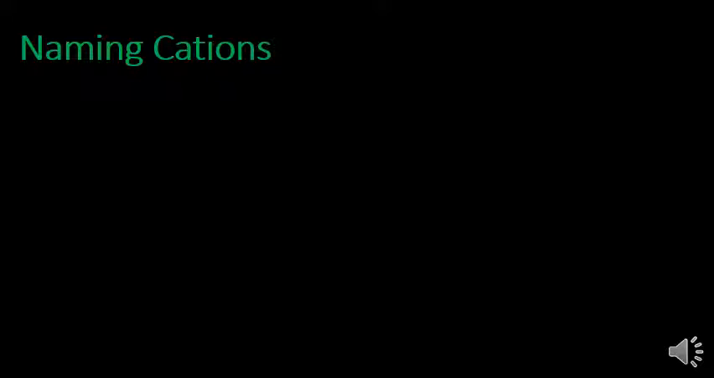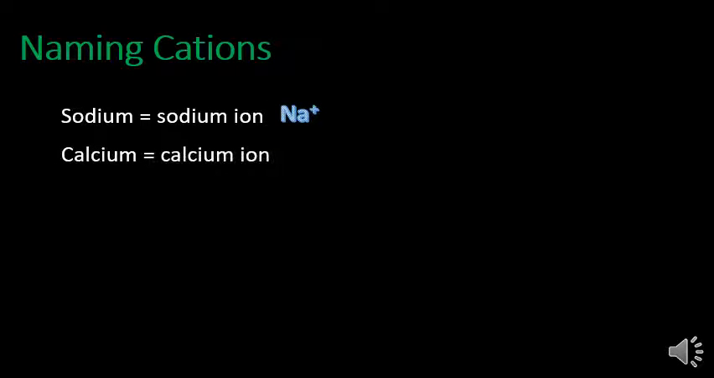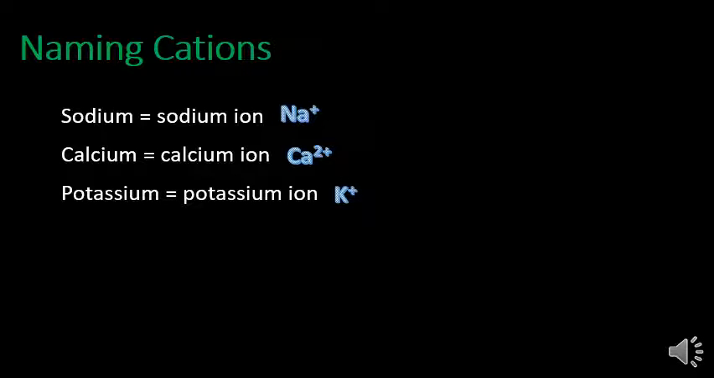Naming cations is almost super easy. The sodium atom becomes the sodium ion, and we write the symbol like that. Then the calcium atom becomes the calcium ion, and we write it with a 2+ charge because it's in the second column. Then the potassium ion becomes like that.